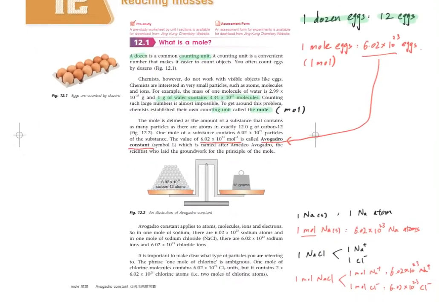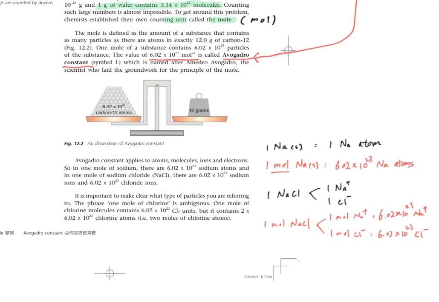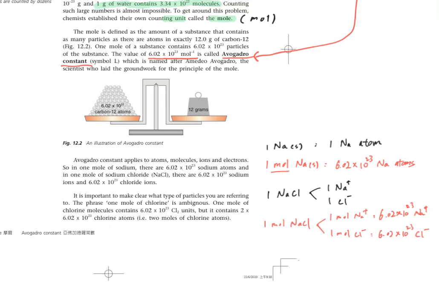The Avogadro constant also applies to counting atoms, molecules, ions, and even electrons. So for example, one sodium represents 1 sodium atom. But 1 mole of sodium means that it contains 6.02 times 10 to the power 23 sodium atoms, right?